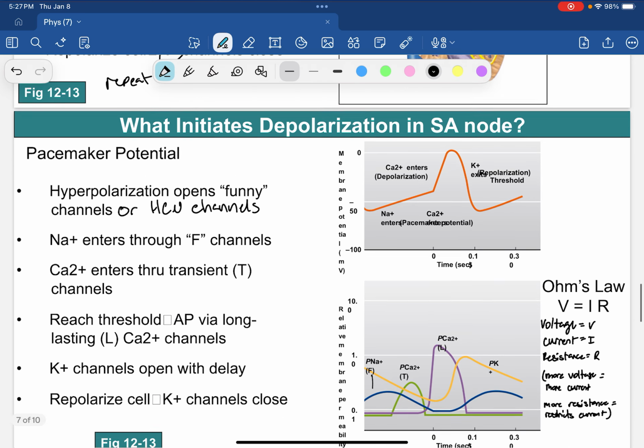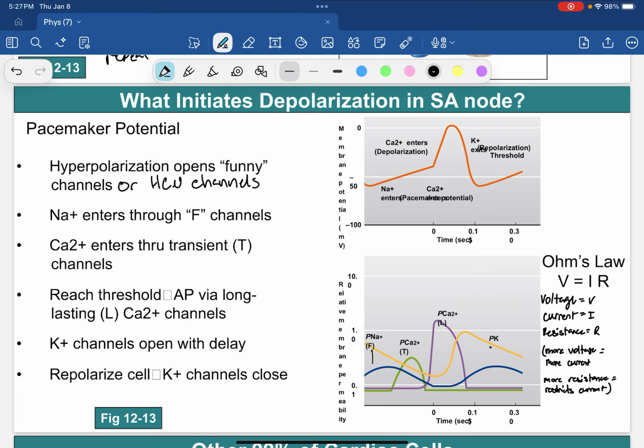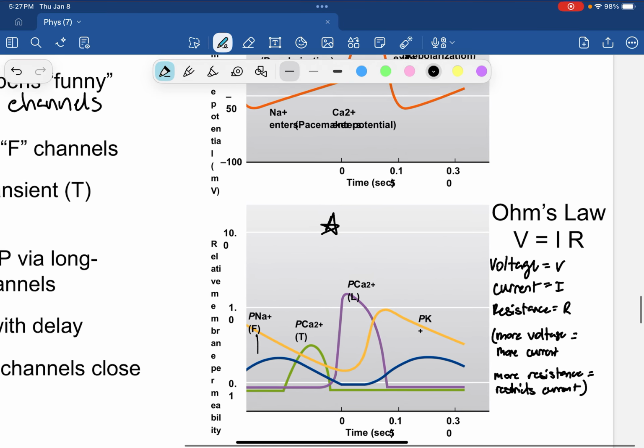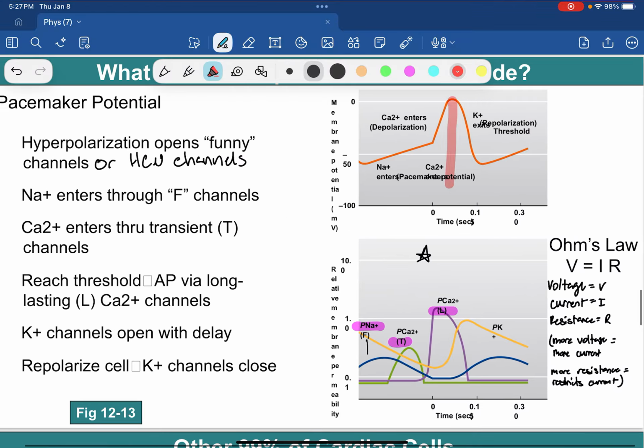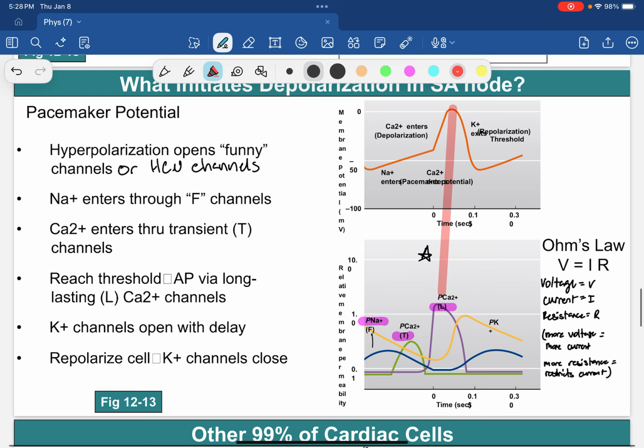And so as we move down here, this is a great diagram to help see when our channels are open. So we see that we have our sodium channels, which are open at first. So these are our first ones. And then we have our T-type calcium. So these are quick to inactivate. Then we have our long-lasting ones. So that's what allows that big depolarization. We can see that aligns with the peak there. And then we have our potassium channels that open last.